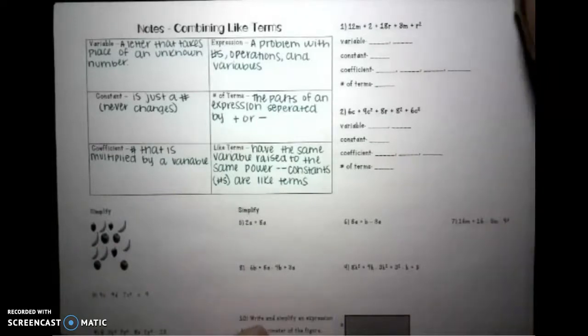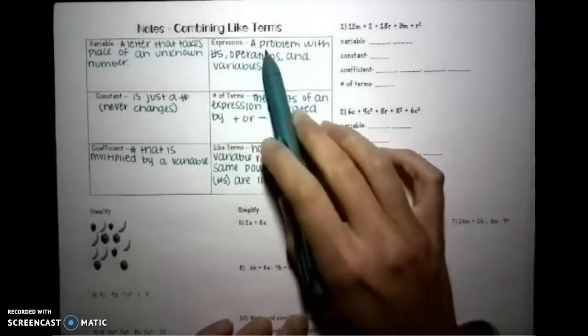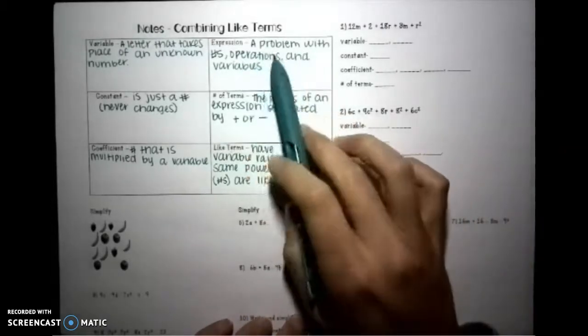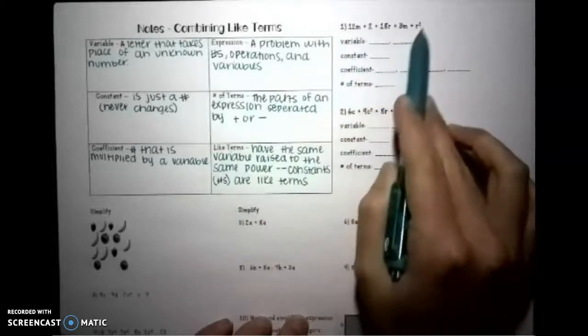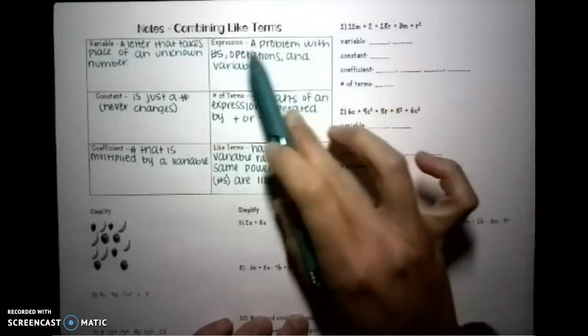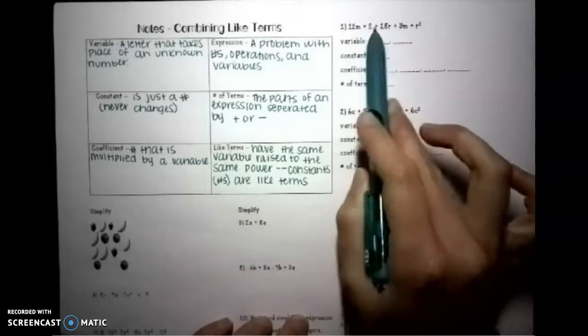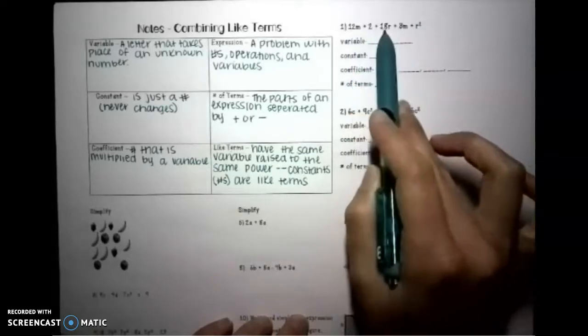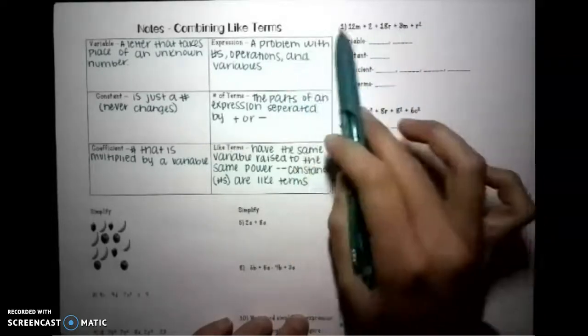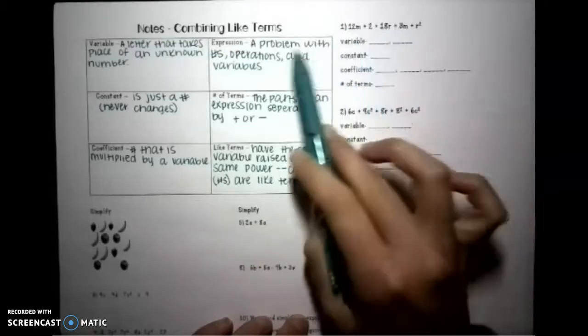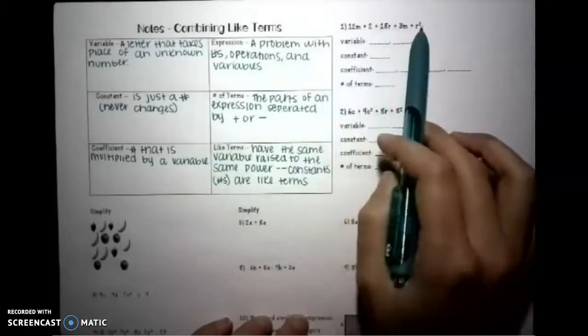Okay, so first things first, when we are looking at an expression, an expression is a problem with numbers, operations, and variables. So these are examples of expressions. We have numbers, operations, and variables, okay? So this would be considered an expression. So let's go ahead and start defining what these parts of the expression are.